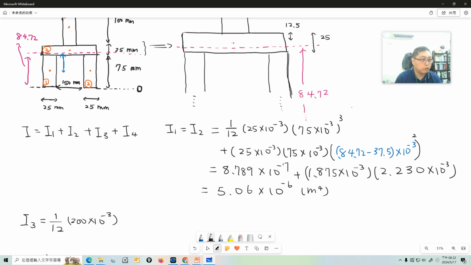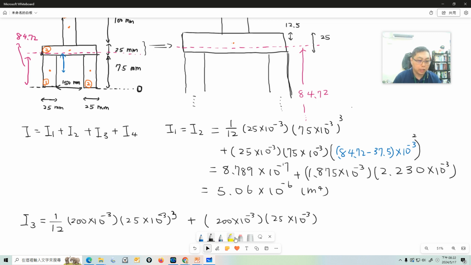BH cubed, H is 25 millimeters. And because right now the neutral axis is not passing through the central area, you need to use the parallel axis theorem. So you have to add AD squared. What's your A? Your A is 200 millimeters times 25 millimeters. That's your A, and your D squared.